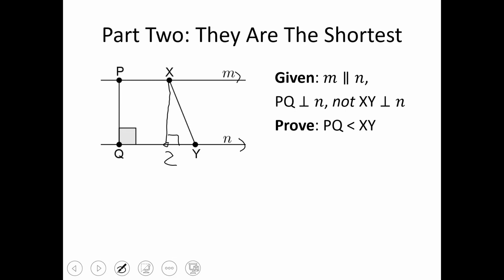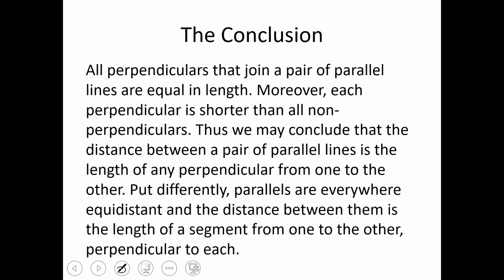And then consider part 1. Part 1 tells us that PQ and XZ must be equal. And then now consider XZ and XY. Well, again, we have a right triangle, XZY. XY is the hypotenuse, XZ is the leg. As we have proven in a previous problem set, the leg is always less than the hypotenuse. So XZ is less than XY, but XZ is equal to PQ, so PQ is less than XY. And that's your proof. That's how it goes.